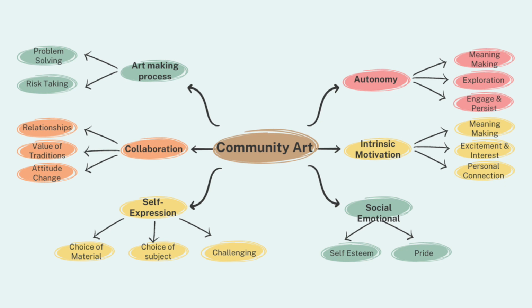So the 6 areas that I found that it really went into were autonomy, meaning making, exploration, engage and persist, which also trickled into intrinsic motivation, meaning making, excitement and interest, personal connection, social emotional, self-esteem and pride. It went into self-expression, choice of material, choice of subject. It was challenging.